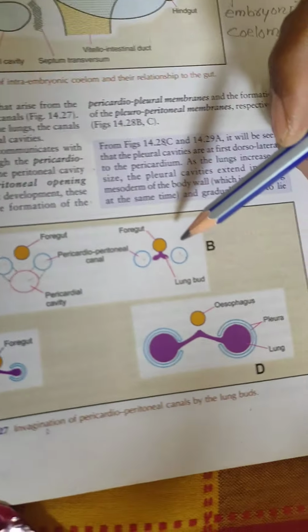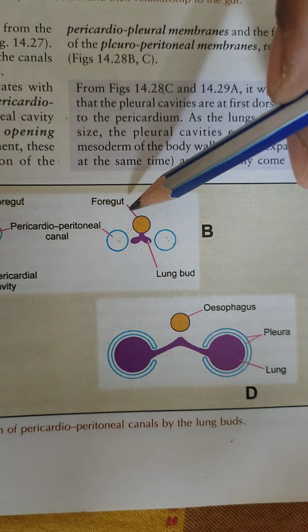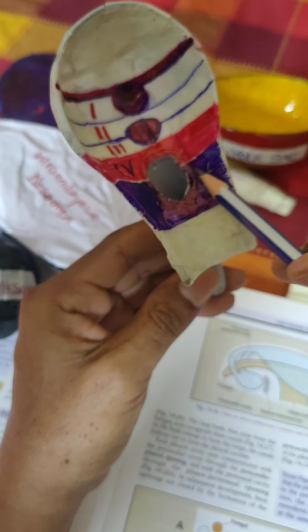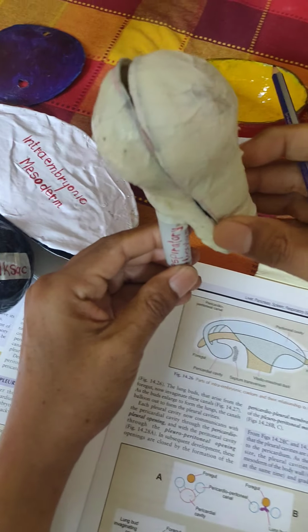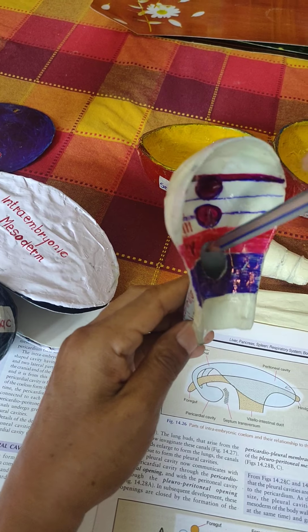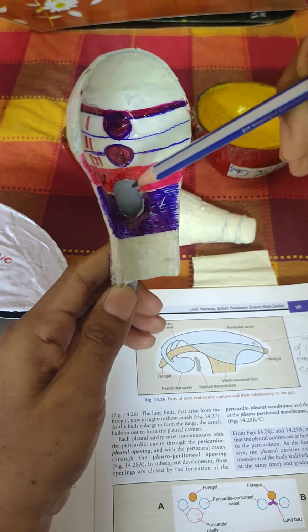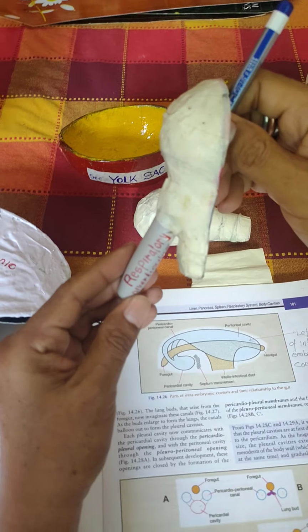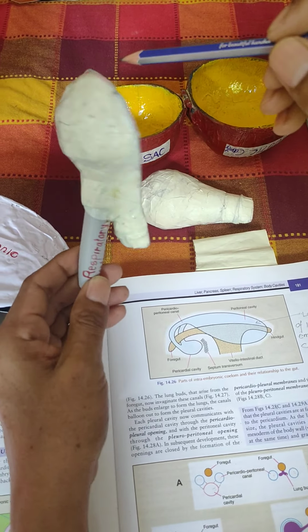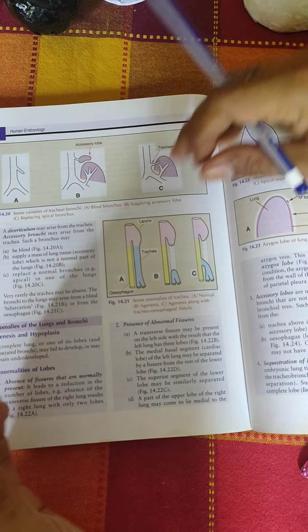Next, B diagram. Suppose this is the foregut. So from this foregut, there will be a diverticulum. This is the diverticulum from the foregut. So this is called respiratory diverticulum, as per this diagram.